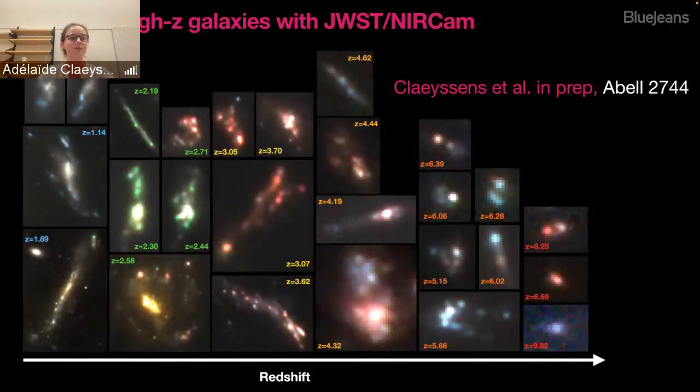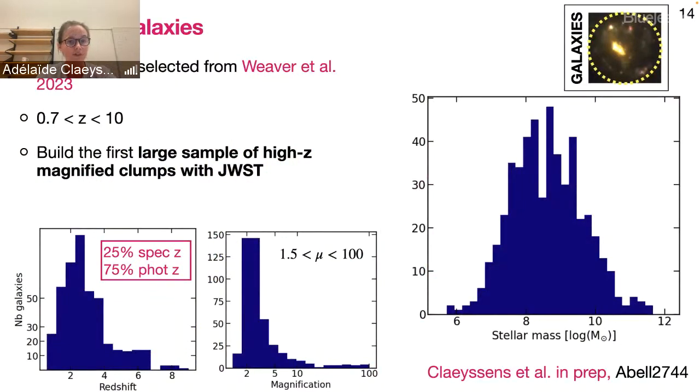So in the dataset, we already detect by eye a lot of very clumpy galaxies. I show here a selection of clumpy galaxies from this cluster between redshift 1 and 10, and the diversity of morphologies and colors indicates a large variety of star-forming events between the galaxies and also within the galaxies. We selected 510 galaxies from the catalog published by Weaver et al. 23, with redshift between roughly 1 and 10. I show here on the bottom left the redshift and magnification distribution of the selected galaxies, and on the right, the histogram presents the mass distribution of these galaxies.